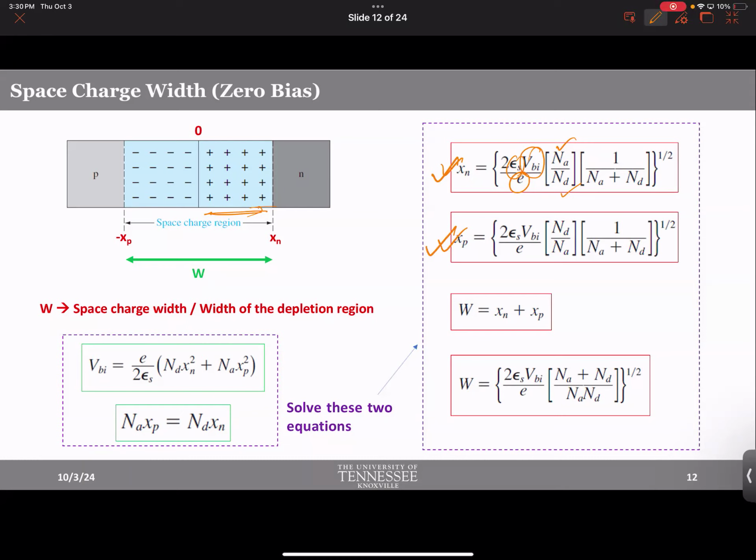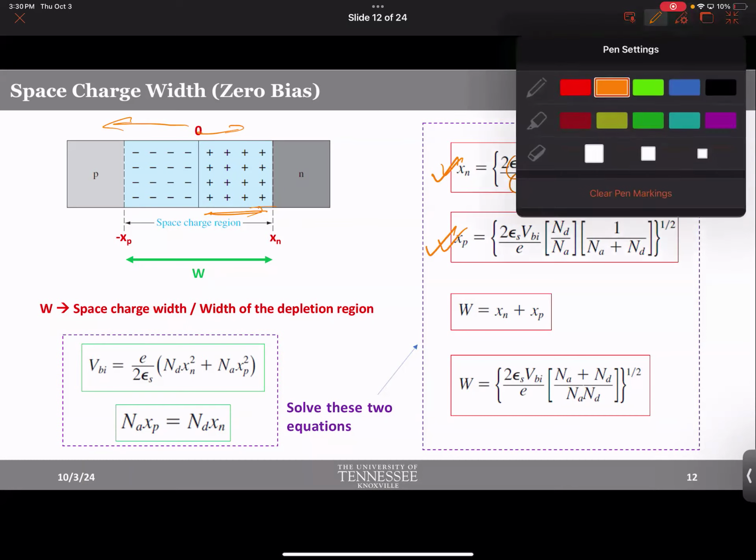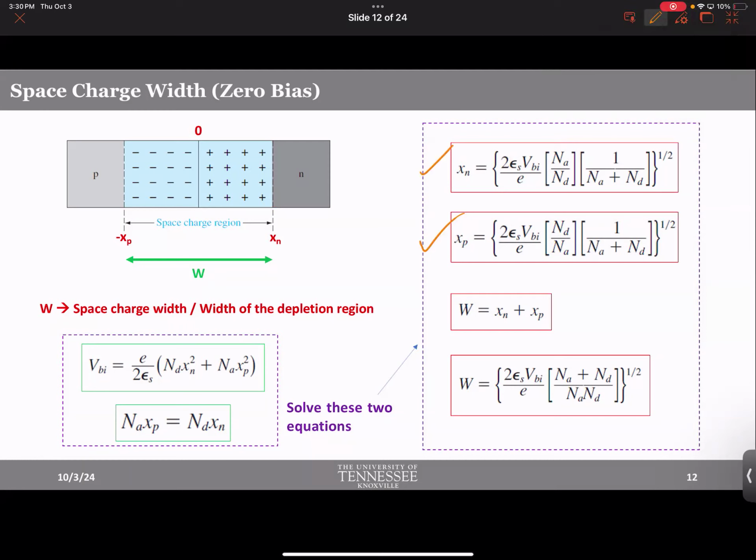So notice how powerful this concept of doping is. By modulating the doping concentration, you can change this. You can redesign or engineer it at will. Okay, keep that in mind. And that's true for both xn and xp.